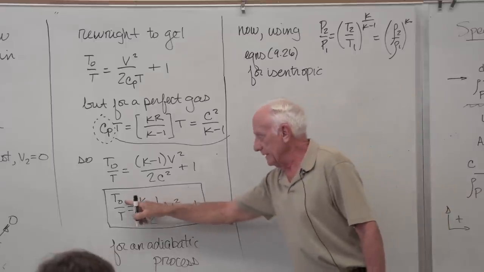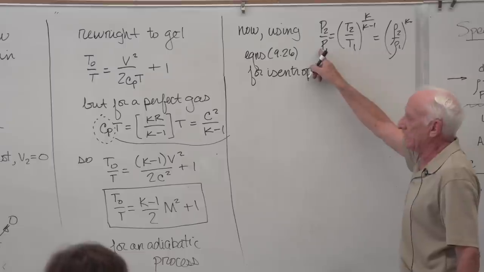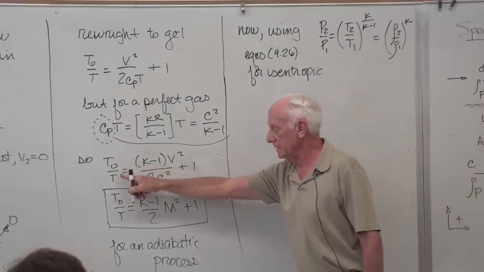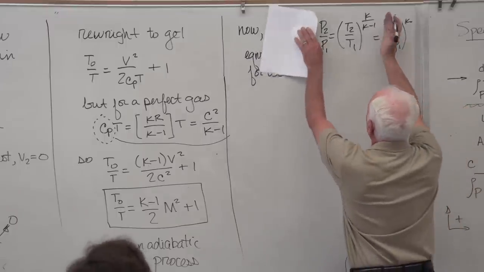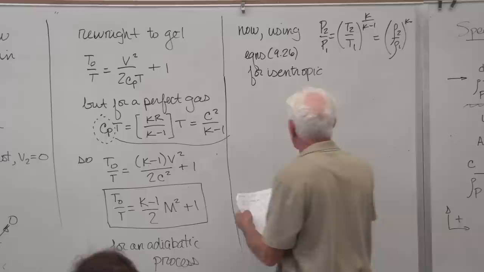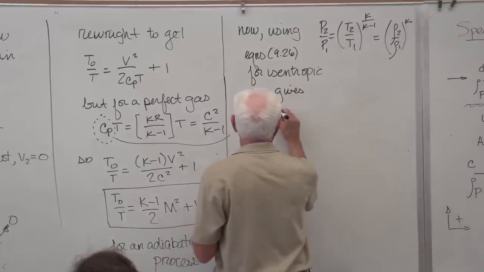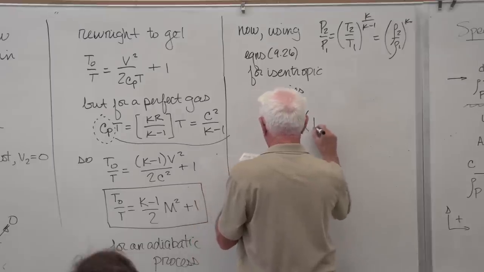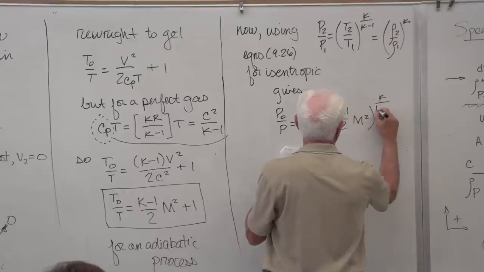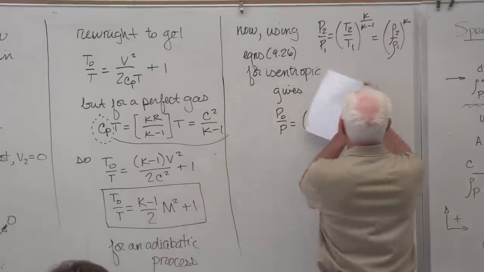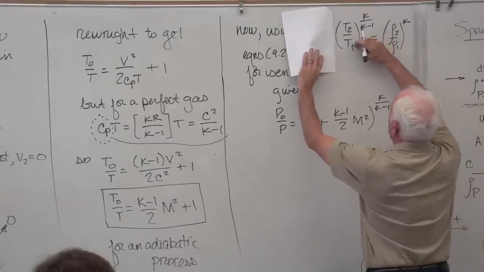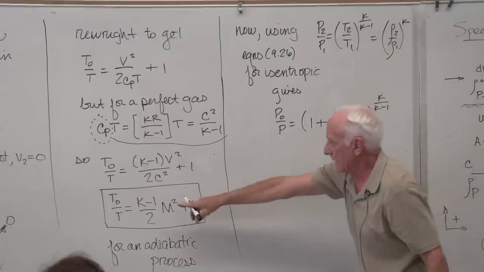I'm going to get rid of that T naught over T, and I'm going to replace that with a P naught over P. There's a T. What's point two? T naught. What's T1? T. T naught over T, T naught over T. There it is. Take that and change it so it becomes P naught over P. And there's a rho naught over rho. This is a T naught over T. This is a rho naught over rho. Convert that to rho naught over rho.